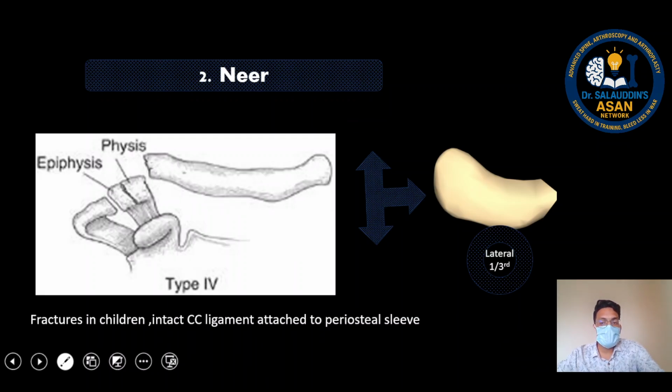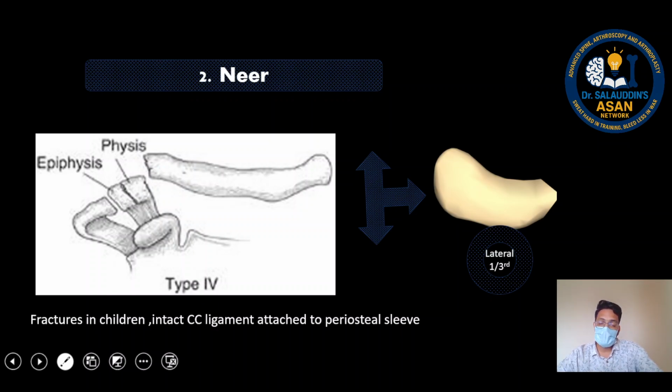Then type 4 of the lateral end is where we have a fracture in children. Type 4 is usually seen in children, and the coracoclavicular ligaments are intact and attached to the periosteal sleeve. They are attached to the periosteal sleeve. So this is a type 4 or type D fracture.